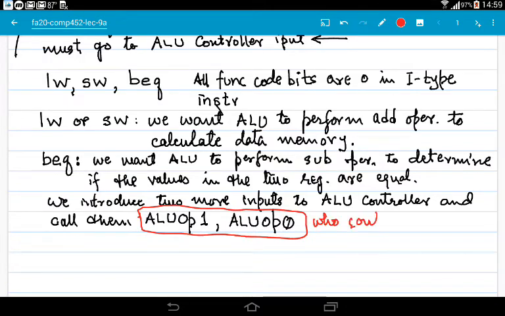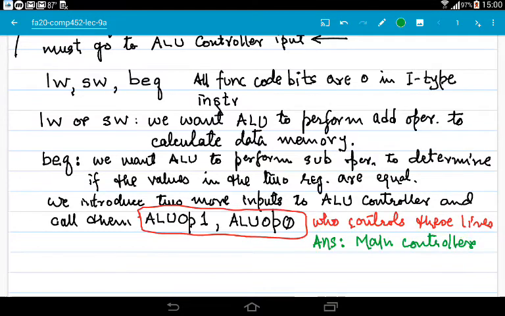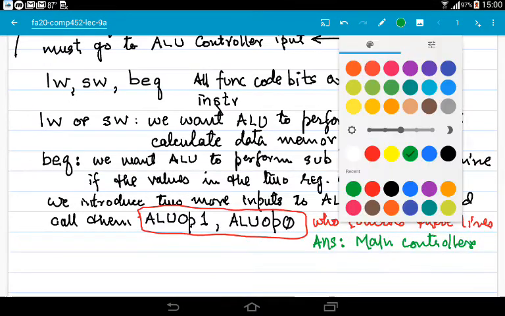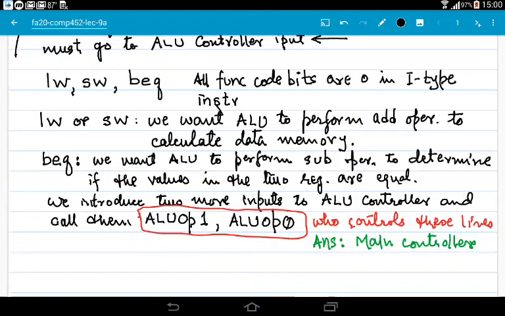Who controls these lines? Okay, now the answer is: main controller. So the main controller is going to control these two lines, and they will be the output of the main controller. These lines will be the output of the main controller and the input of the ALU controller.